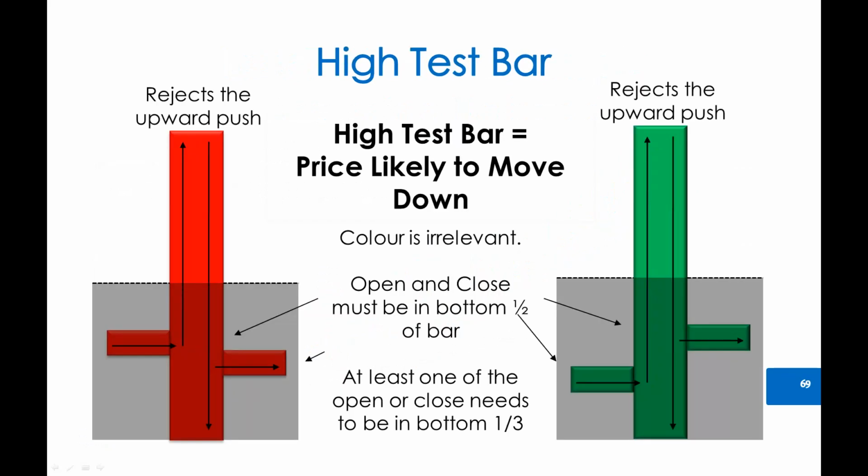A high test bar, therefore, means the same thing. It means that price is very likely to move down. The color is actually irrelevant, but again the criteria is the same but in reverse. The open and the close must be in the bottom half of the bar, and at least one of the open or close needs to be in the bottom third. So these are depicting a rejection of an upward push by the market. The left-hand side bar is red because the price closed ever so slightly lower than where the price opened originally, and on the right-hand side the price closed ever so slightly higher than where it opened originally.